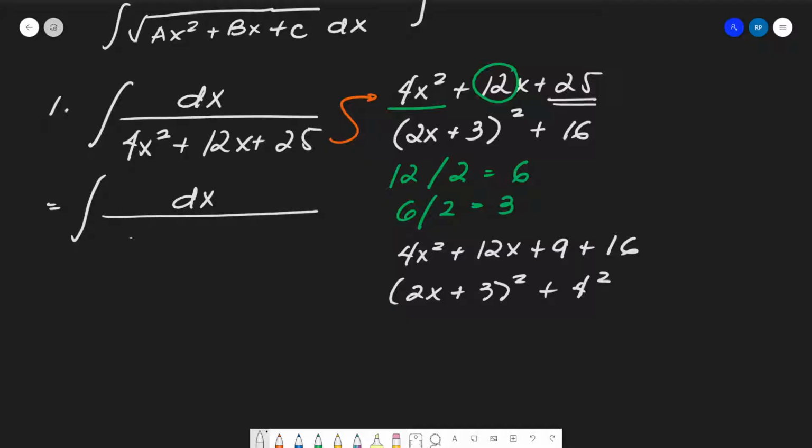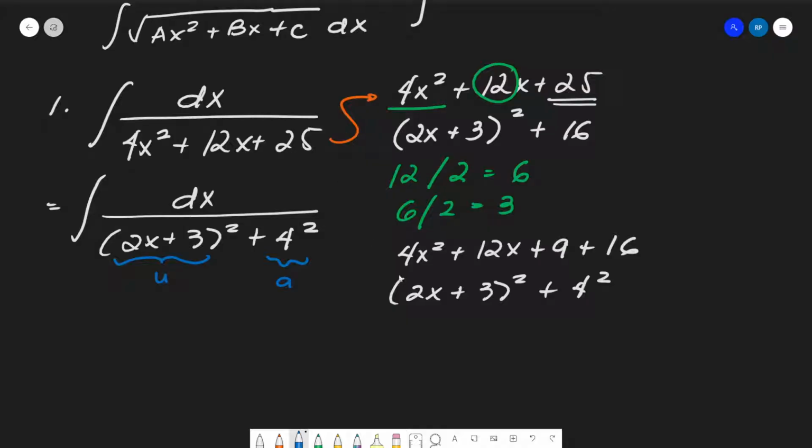So we have, let's write here, dx over 2x plus 3 squared plus 4 squared, which takes the form of our standard formula. What is our standard formula here? This will be u, this is a. Okay, our 4, that is the a.